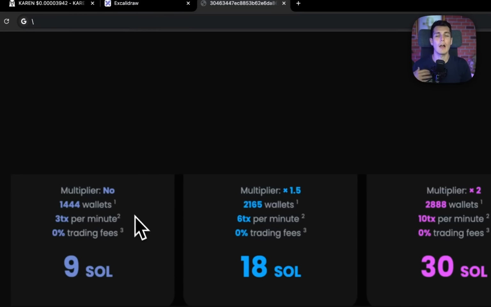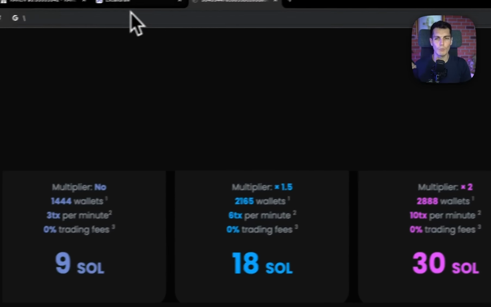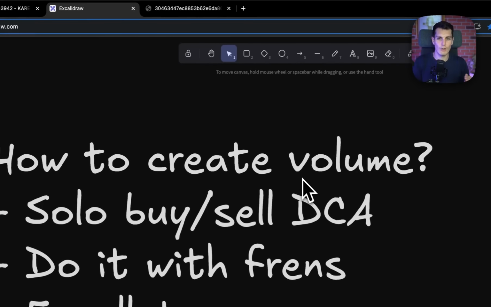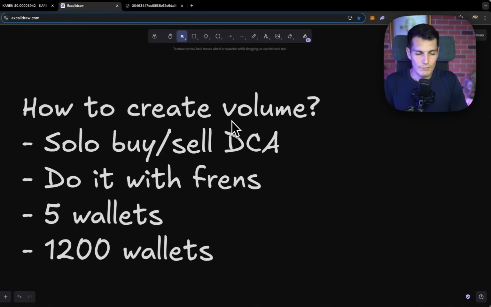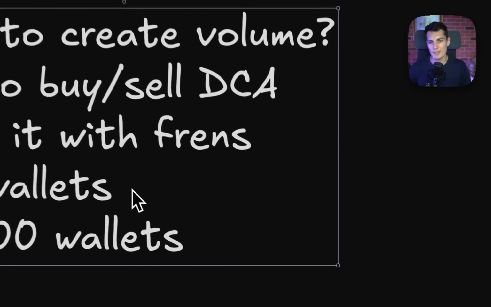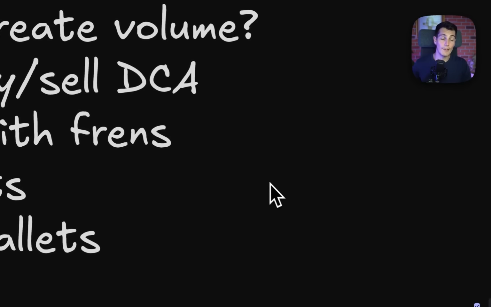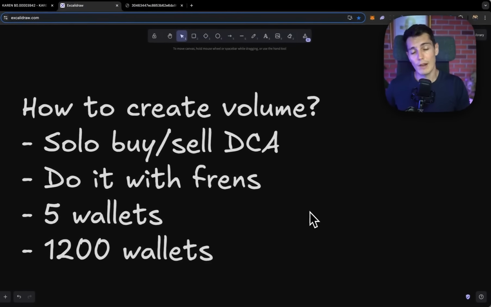Before I explain how I use this bot that generated more than 1,000 wallets, you need to understand, okay, how do we create volume? You can create volume just by yourself. You buy, you sell, you can DCA, dollar cost average, you place a lot of orders. You can do that with the Telegram bots. Then the second level is you do it with some friends, and then after you go to another level and you use 5 wallets. But what I want to do is to use at least 1,200 wallets.